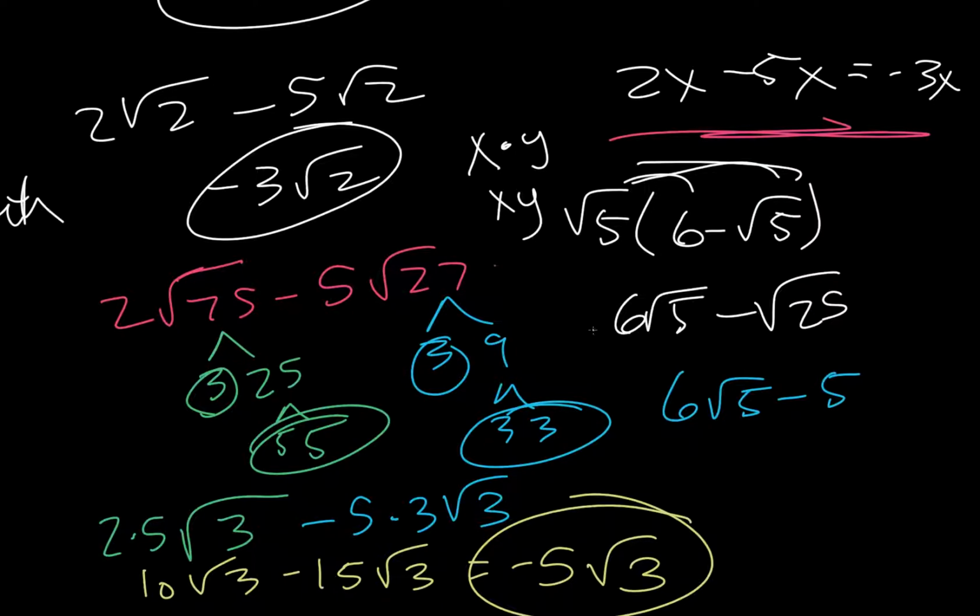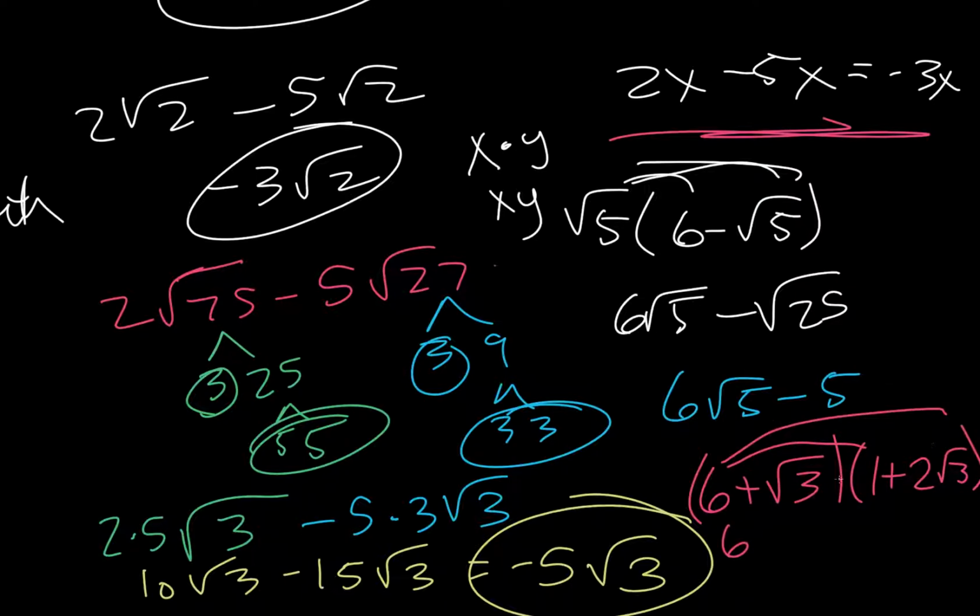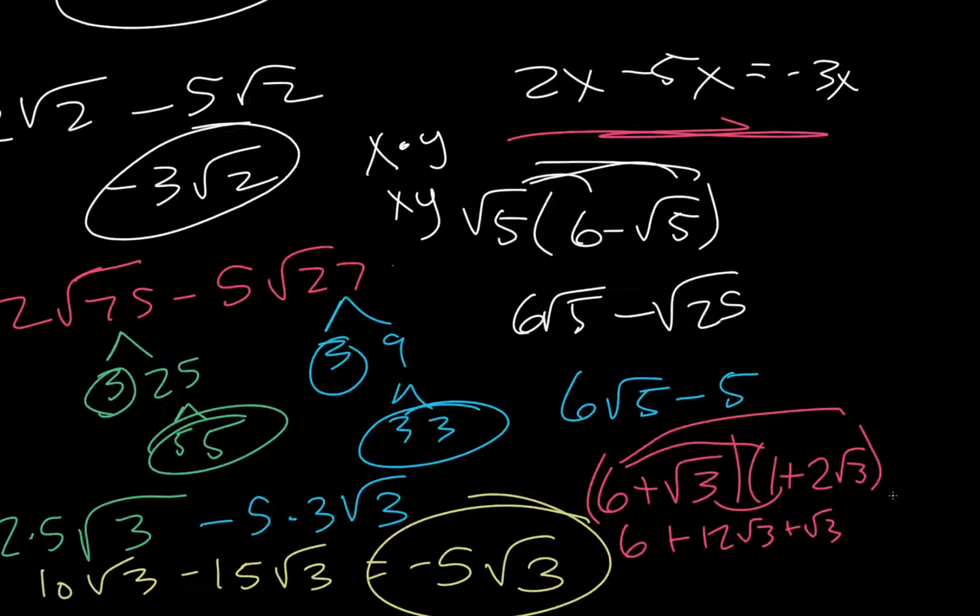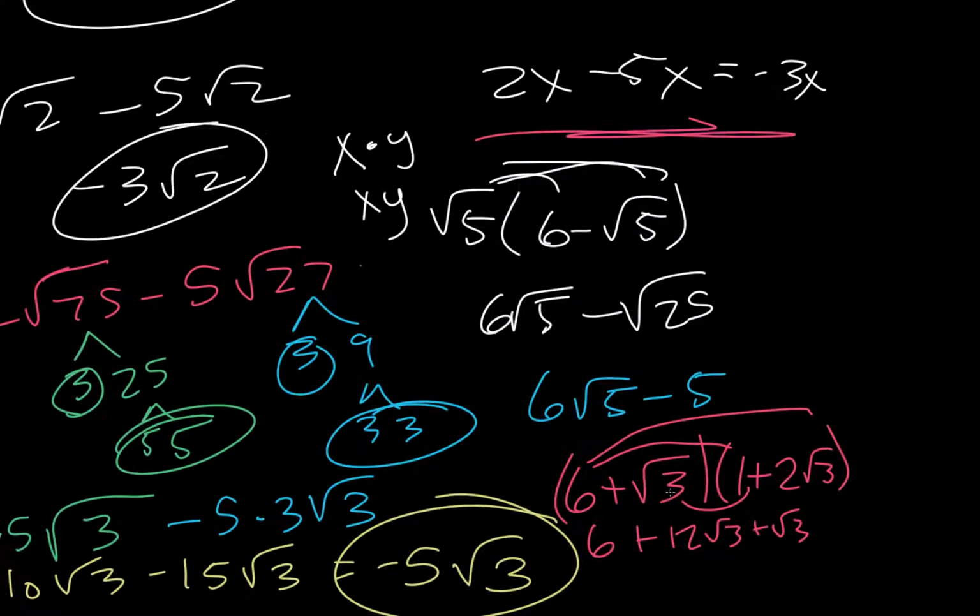And then there's a part B on that one. So we have 6 plus root 3 and 1 plus 2 root 3. And we just do this. So 6 plus 12 root 3 plus root 3. I'll move over. And then this times this would be 2 root 9.